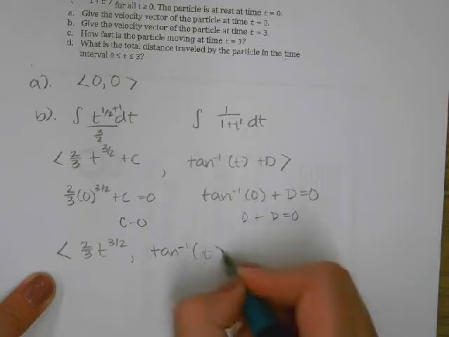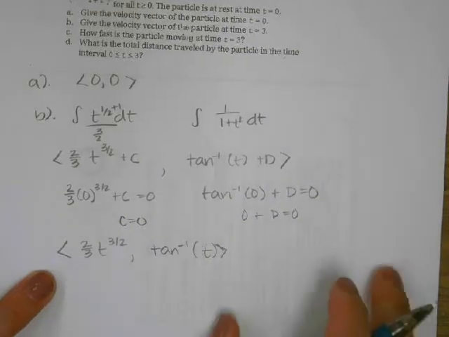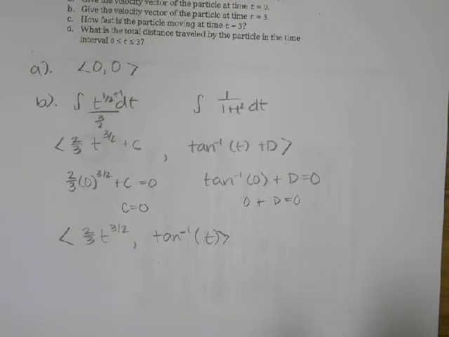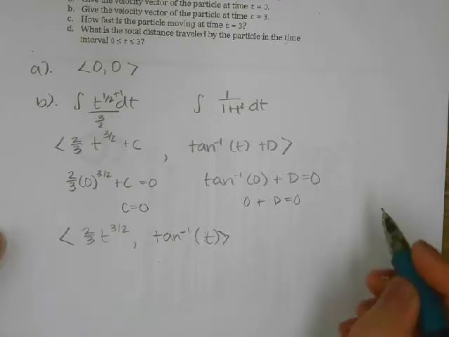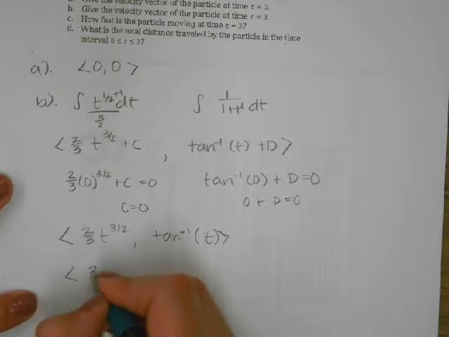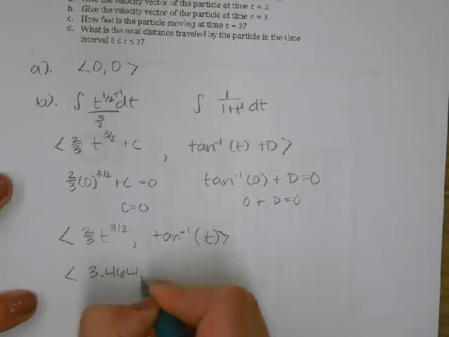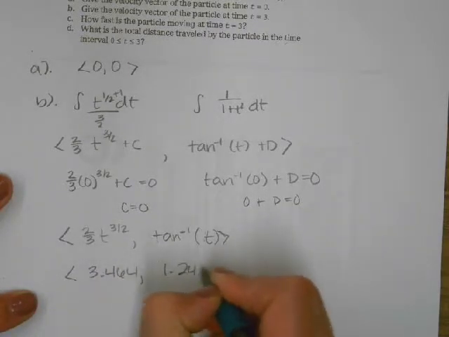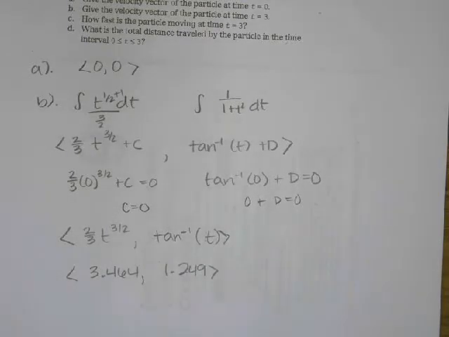So there's our velocity function, or velocity vector. And now to figure out what the velocity is at 3, I just went ahead and plugged 3 in. That gave me 3.464, 1.249. And I actually stored those numbers because I wasn't sure if I was going to use them later or not. So I stored this one as x and I stored that one as y.